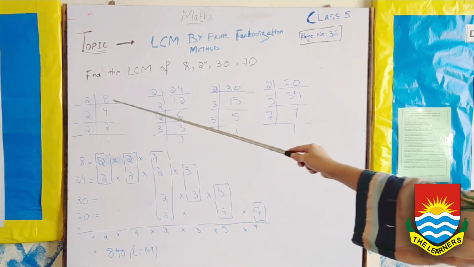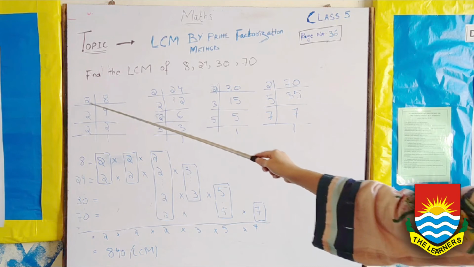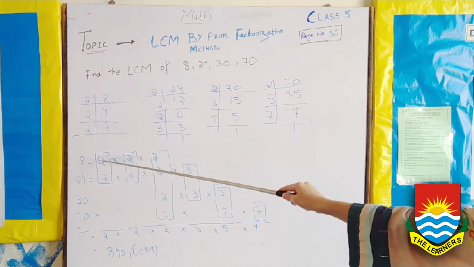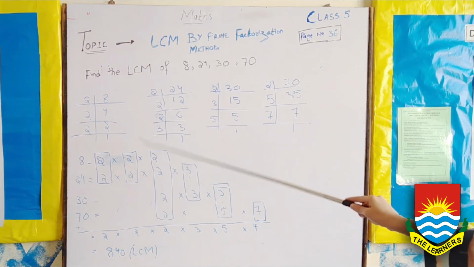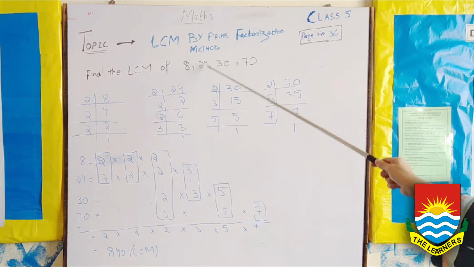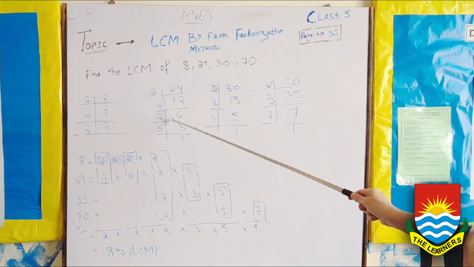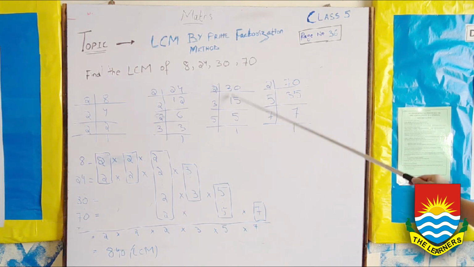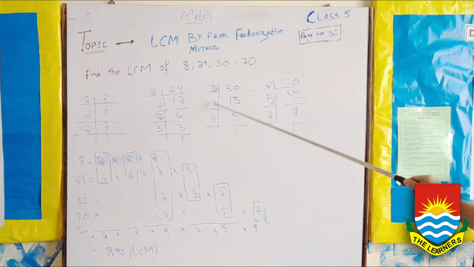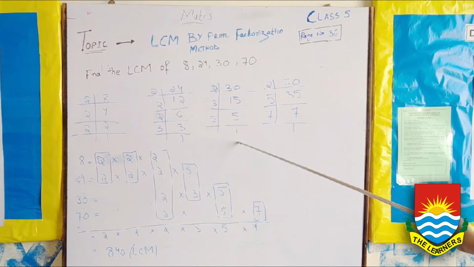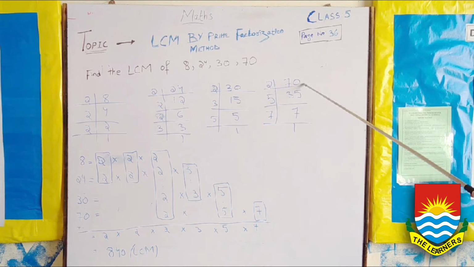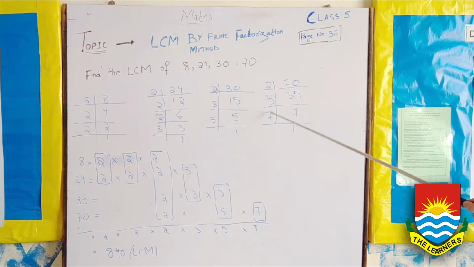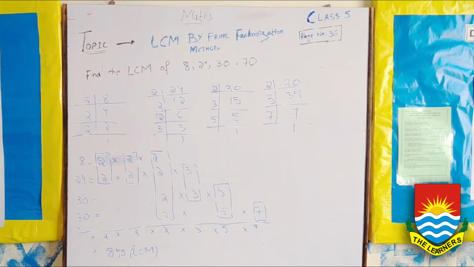Let's start. Let's take the factors of 8. 2 4s are 8, 2 2s are 4 and 2 1s are 2. So the factors of 8 are 2 multiplied by 2 multiplied by 2. Now the factors of 24. 2 12s are 24, 2 6s are 12, 2 3s are 6 and 3 1s are 3. Now 30. 2 15s are 30, 3 5s are 15 and 5 1s are 5. Now the factors of 70. 2 35s are 70, 5 7s are 35 and 7 1s are 7.